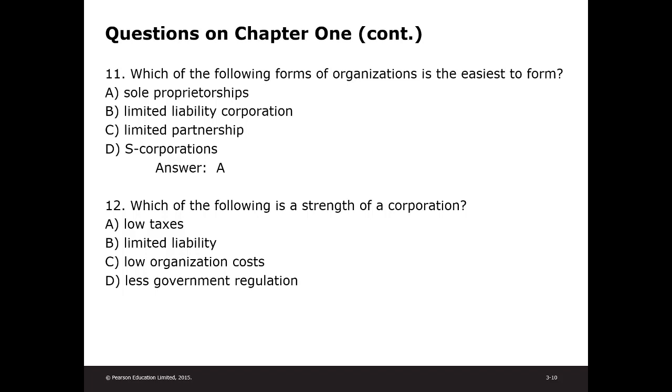Which of the following is a strength of a corporation? Low taxes, limited liability, low organization costs, or less government regulation? The answer here will be limited liability, B, because the corporation itself is considered a separate entity from the owners of the corporation, which means that the shareholders are not liable for the debt the corporation has.